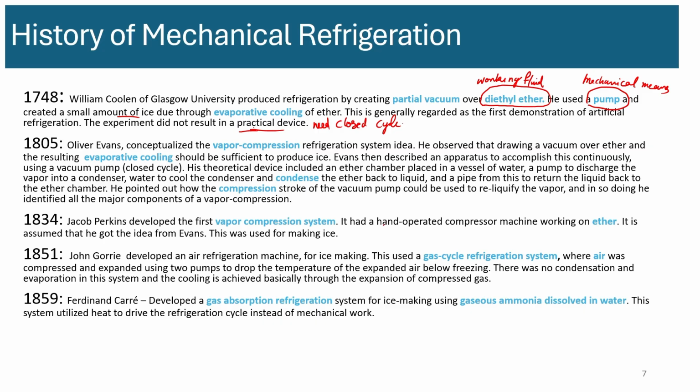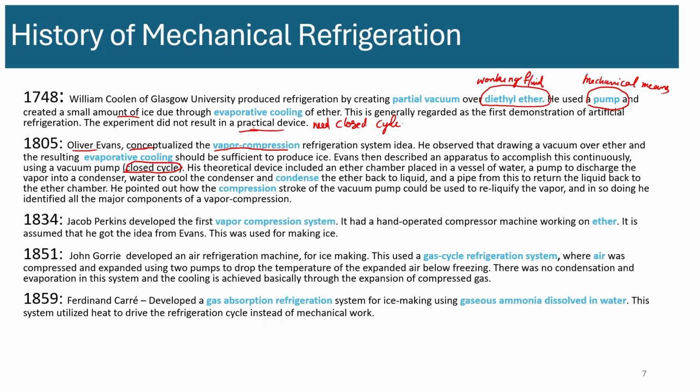So the first closed cycle idea came from Mr. Oliver Evans, but this was not a working device. He just created a concept. So his concept was very similar to what you have today in your house. This is the concept that is behind modern refrigeration, right? And this is a term you will see throughout this course, vapor compression.